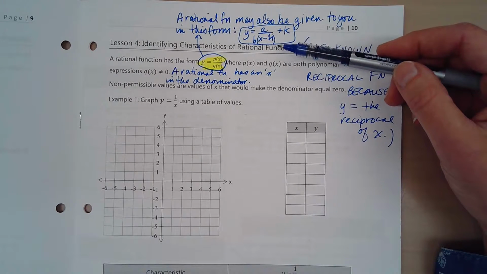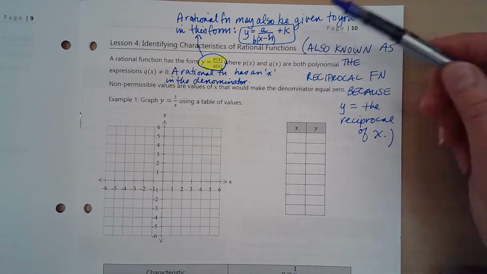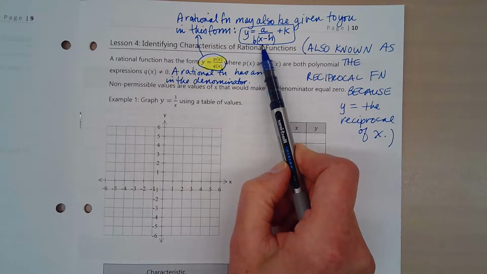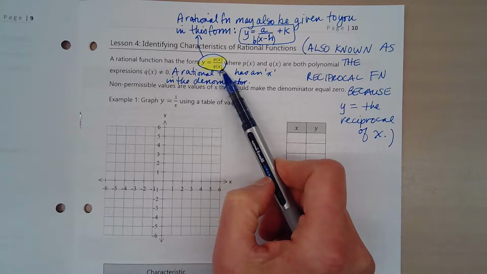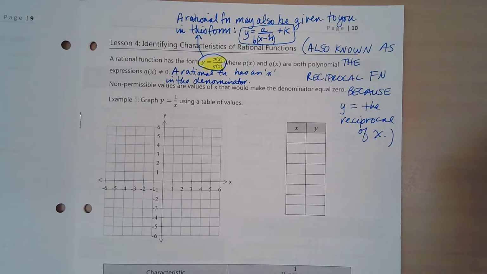These are both, if the definition of a rational function is a function with an x on the bottom, does this form have an x on the bottom? Yeah, right? Does this form have an x on the bottom? Yeah. So they both have x's on the bottom, they both qualify. They just look like they're in slightly different forms, but that's not unusual for you, right? You've seen that already. You're quite familiar with that, right?